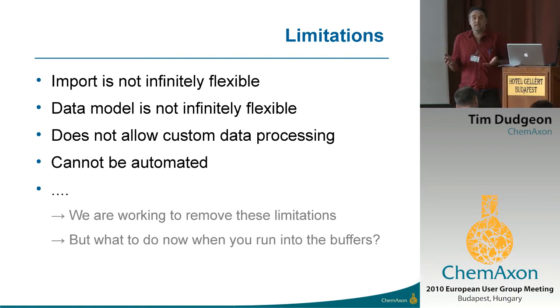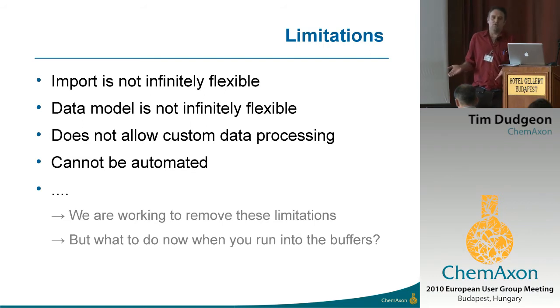Also, similarly, the Instant JChem data model is not going to be infinitely flexible. And we're going to have to do sometimes some data processing to be able to convert the data into a form that can be represented by IJC. And probably another important limitation is that the IJC process that we saw is designed to be run by the user. It's not designed to be automated. So if you need to do things on a routine basis, then there's no real way of doing that in IJC at the moment. Now, of course, we recognize these as limitations, and we're going to be working on removing them, and we'll be seeing improvements over time in each of these areas.